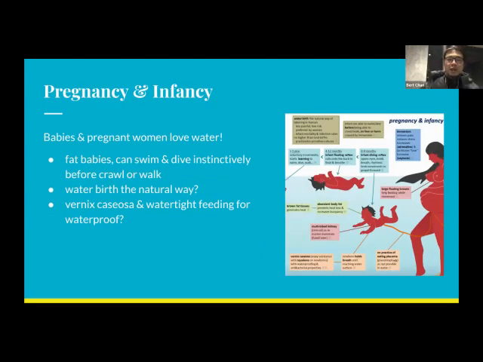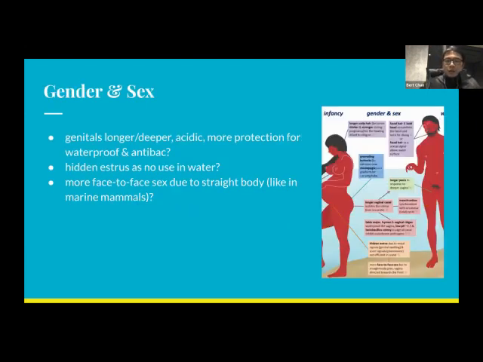In terms of pregnancy and infancy, we know that babies and pregnant women love to be in water. Babies can learn to swim and dive instinctively before they can crawl or walk. And there are studies showing that water birth is possible and may be beneficial to the pregnant woman. And the human genitals also show that maybe there is adaptation to a world with water.